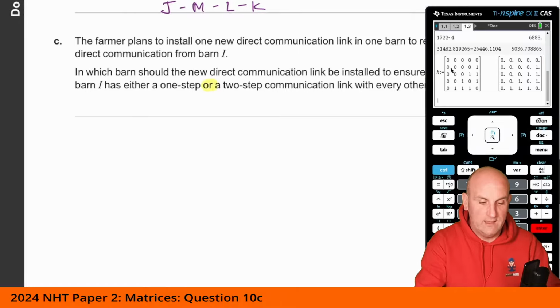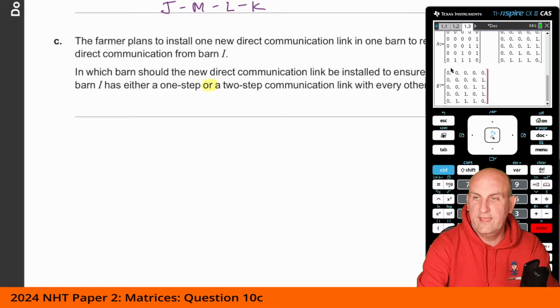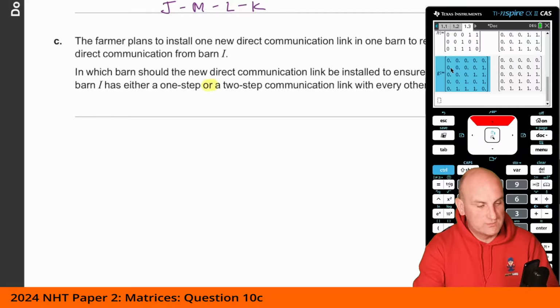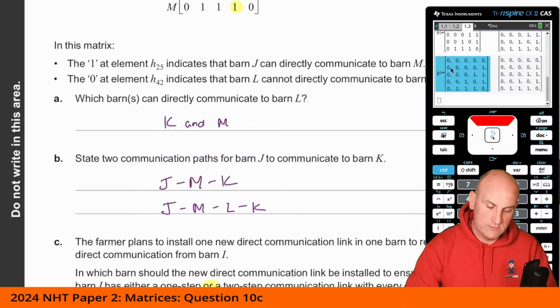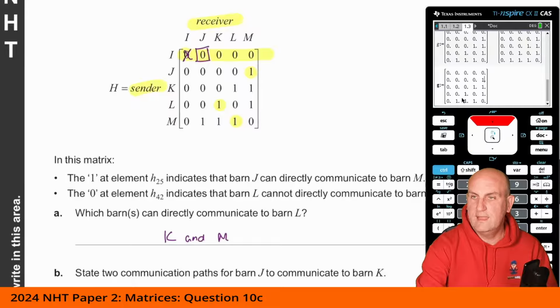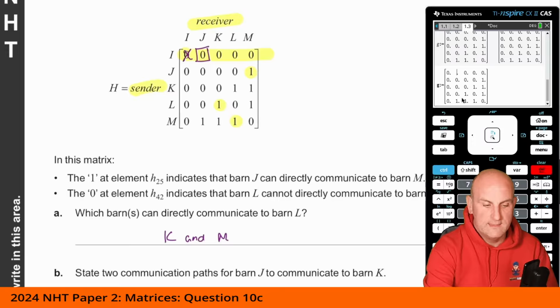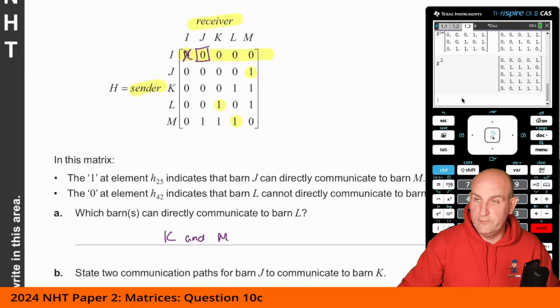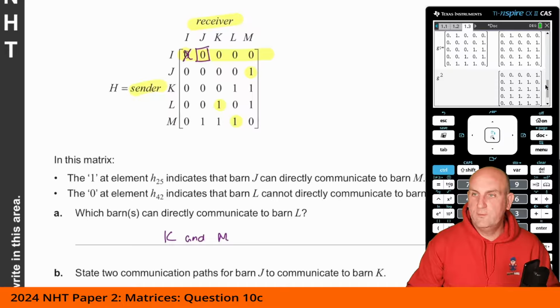Now, because I wanted to keep that, I went, well, let G become equal to that as well. The reason is that I'm going to change one of these, because we've got to add 1 communication link into I. So I've got to change one of these numbers to a 1. Well, I'm obviously not going to change that one, so it makes sense to try J first. So I'm going to copy that down and add a 1 here. Now, when I do G squared, that's basically my two-step communication link.